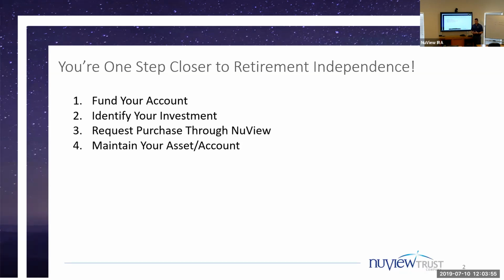The third step is to request a purchase through NewView. Just like your IRA today that may be sitting at a brokerage firm, when you want to buy stock or a bond or mutual fund, you need to go through Schwab and notify them that you want to buy this investment so that they can buy it on behalf of your IRA account. And it's no different at NewView.